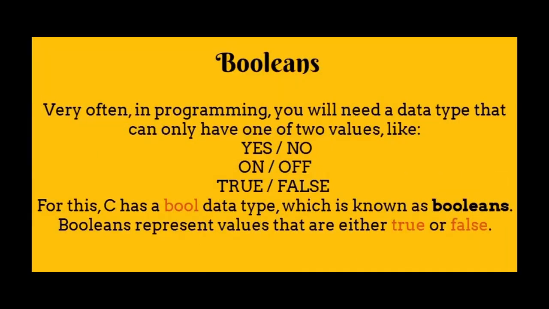Booleans in C. Very often, in programming, you will need a data type that can only have one of two values, like yes, no, on, off, true, false. For this, C has a bool data type, which is known as booleans. Booleans represent values that are either true or false.